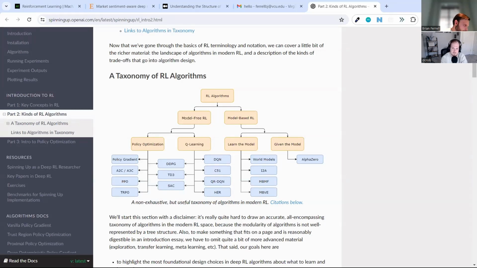This tree shows probably the most foundational design choices for reinforcement learning algorithms. You'll see it breaks up into two main branches: model free and model based reinforcement learning. You could think of model free as when you first learn how to ride a bike. It's basically what I've been talking about this whole time with trial and error.